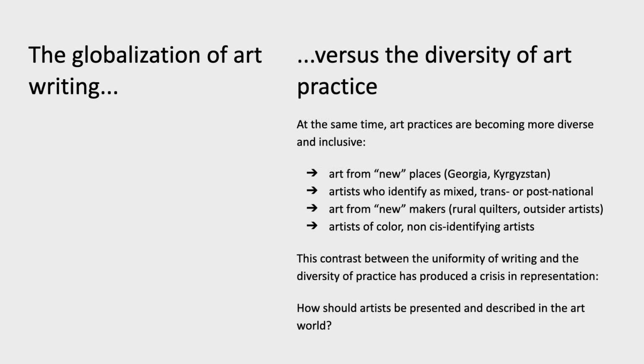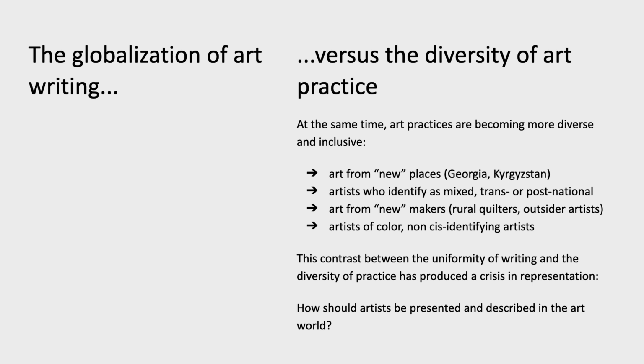There's a contrast between that kind of increasing uniformity, homogenization, and globalization of the writing, and the diversity of art practice, because at the same time, art practices are becoming even more diverse and more inclusive. So every year there's art shown from quote-unquote new places, not known to the public that's seeing it, like from Georgia and Kyrgyzstan, a couple of recent examples. Artists who identify as mixed, trans, or post-national will find voices in ways that they haven't before.